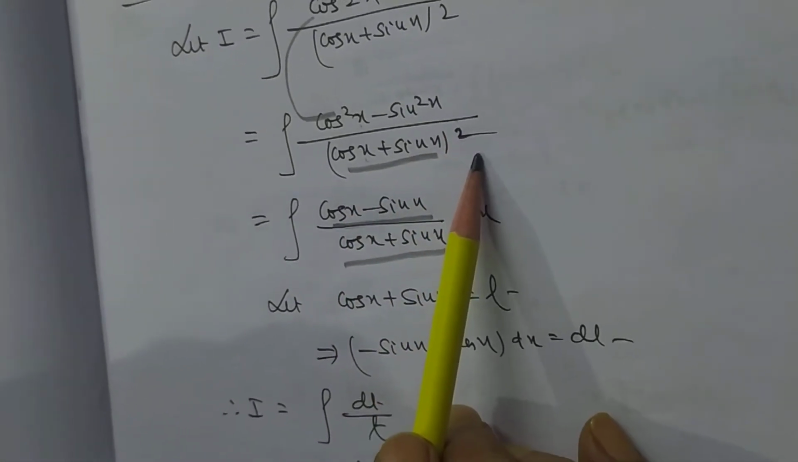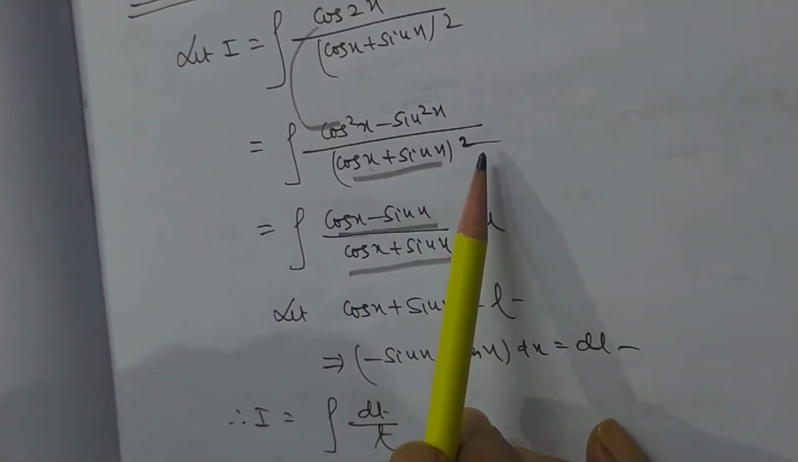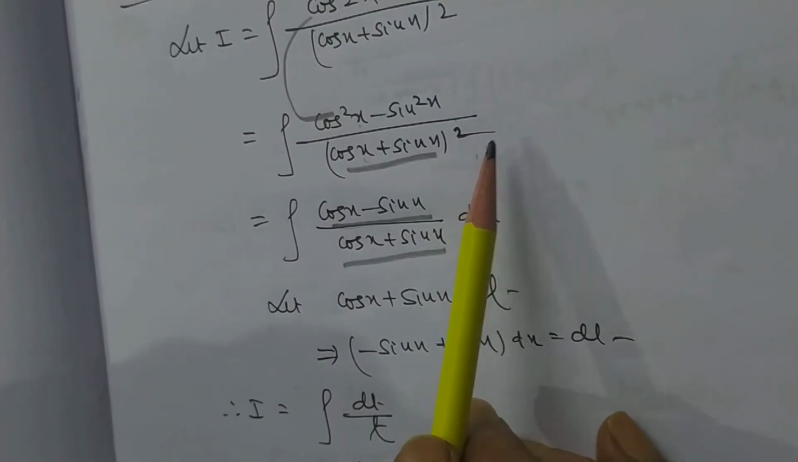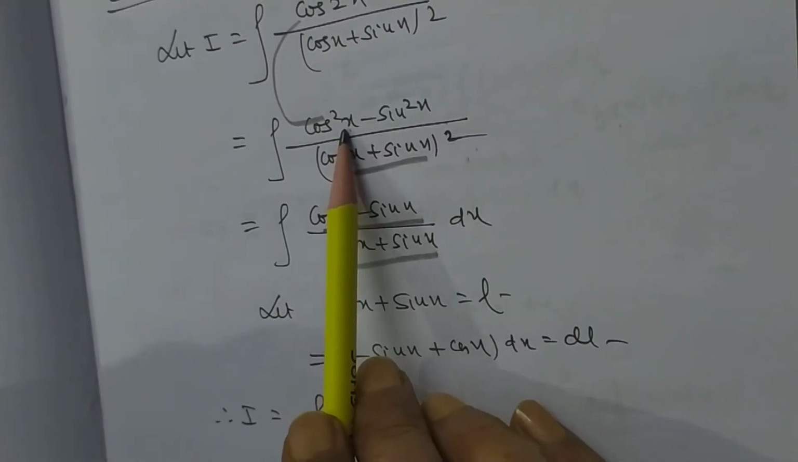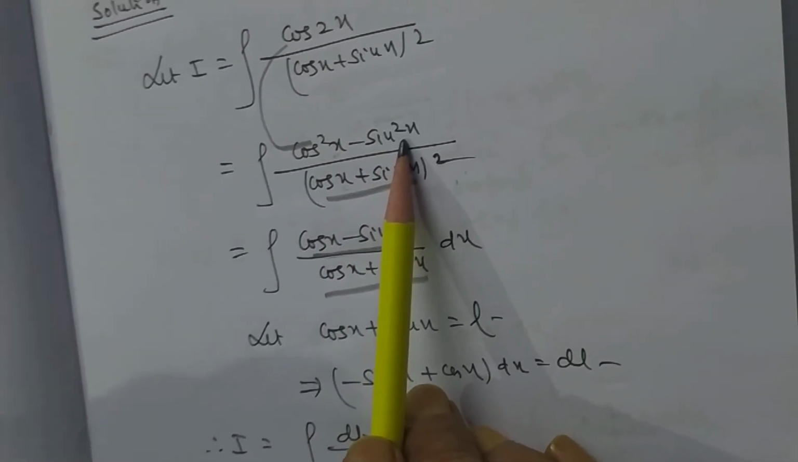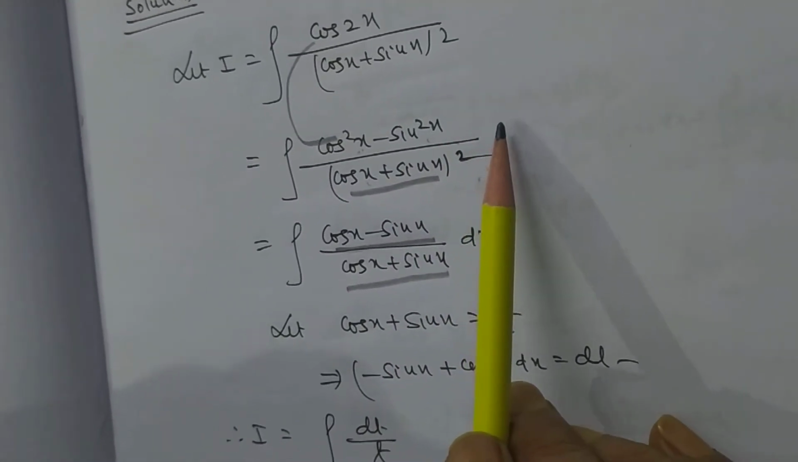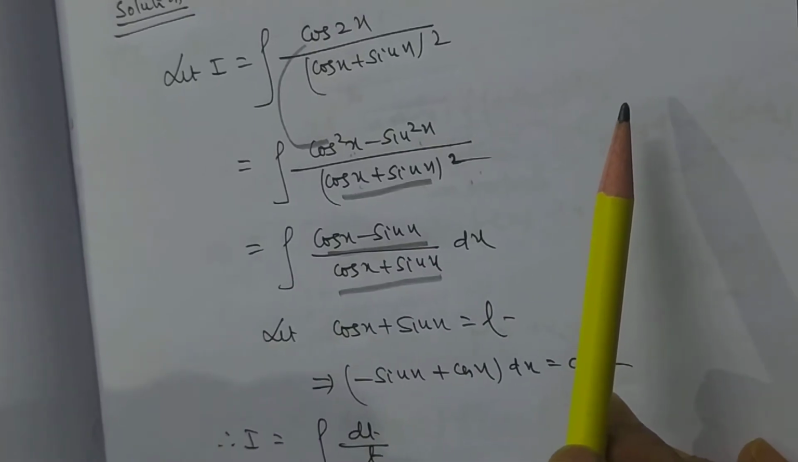Cos x plus sin x whole square is (cos x plus sin x) into (cos x plus sin x). And the value of cos square x minus sin square x is (cos x plus sin x) into (cos x minus sin x).